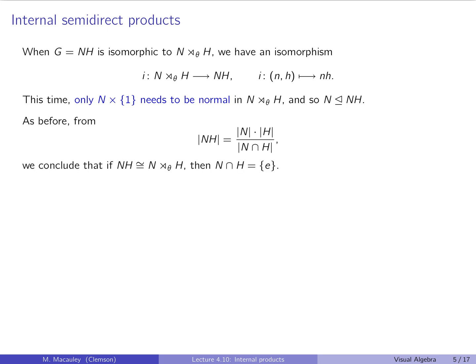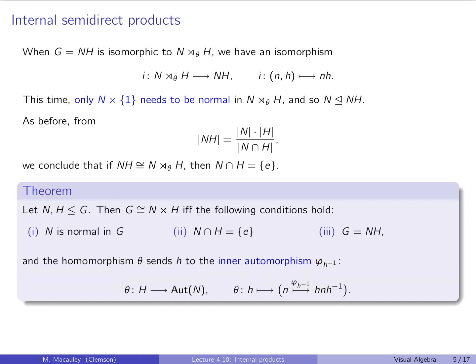As before, from the equality that the order of NH is the order of N times the order of H over the order of the intersection, we conclude that, at least for finite groups, if G is a semidirect product of N and H, then N and H have to intersect trivially.